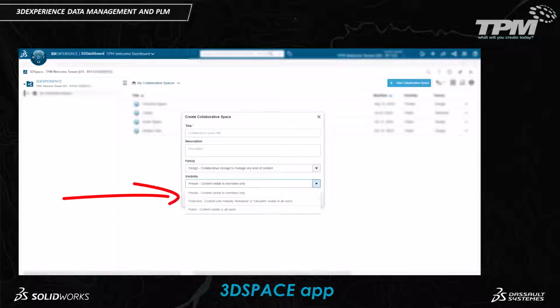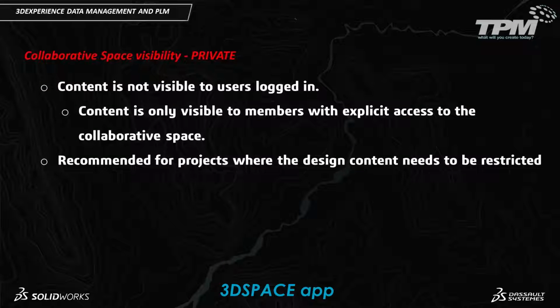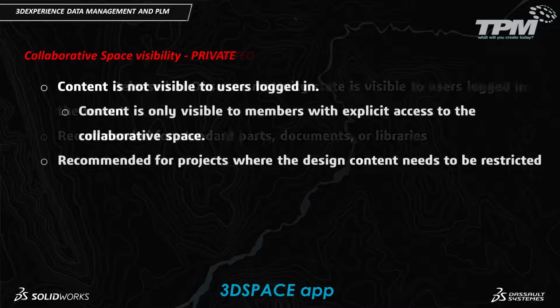Access is controlled by the visibility of the collaborative space. Let's discuss the differences in visibility. In the private state, content is only visible to members of the collaborative space. It is recommended for projects where the design content needs to be restricted to only the people working on it.